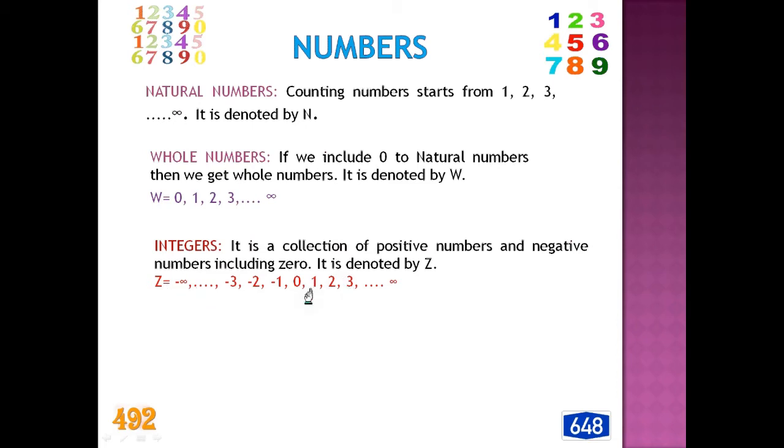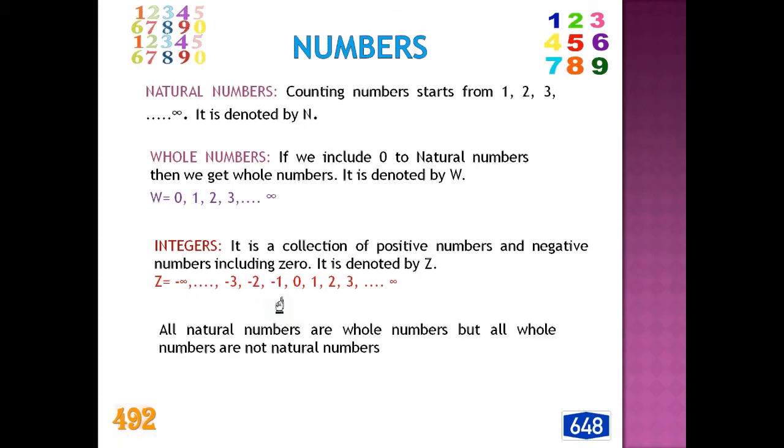To the right of 0 all are positive numbers. To the left of 0 all are negative numbers. All natural numbers are whole numbers, because if you see the natural numbers 1, 2, 3, these are also present in whole numbers. That's why we can say all natural numbers are whole numbers, but all whole numbers are not natural numbers. Why? Because the whole numbers contain 0, but natural numbers don't have 0. I hope you understand this.